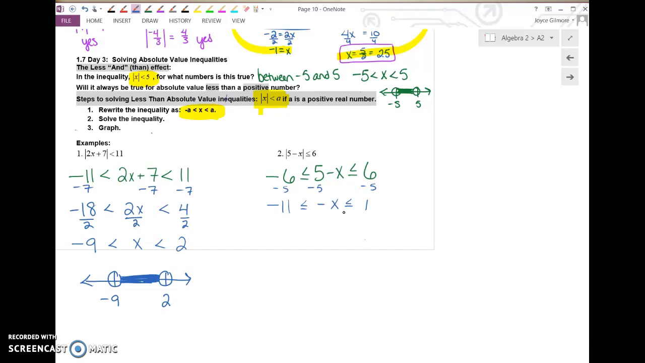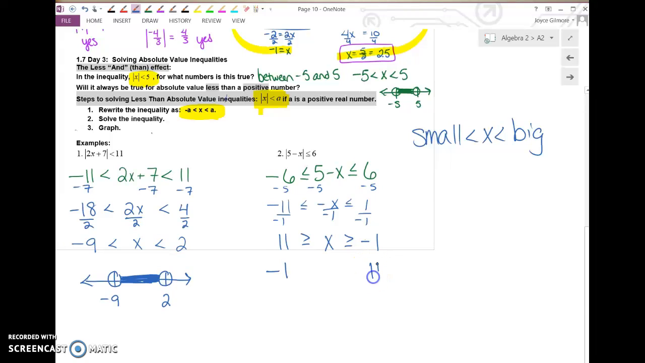How do I get rid of the negative in front of the x? And what happens with an inequality when you divide by a negative 1? So 11 is greater than or equal to x is greater than or equal to -1. Now that statement makes my stomach hurt because it's not written correctly. You always want it to be the smaller number is less than x is less than the bigger number. That's just how AND inequalities are supposed to be written. So I'm going to rewrite this with the -1 on the left and the 11 on the right.